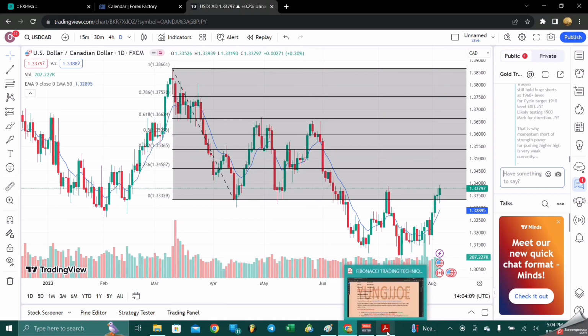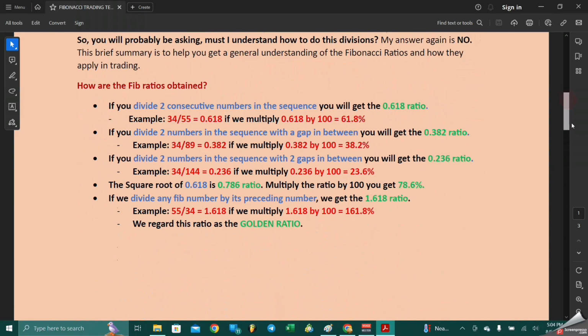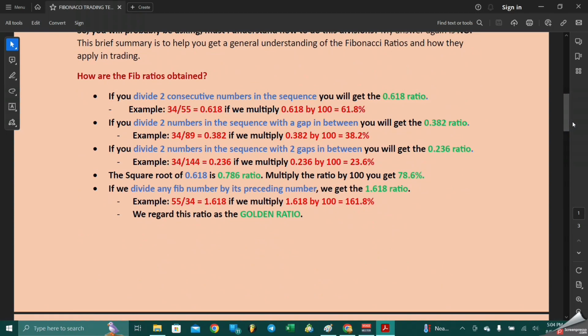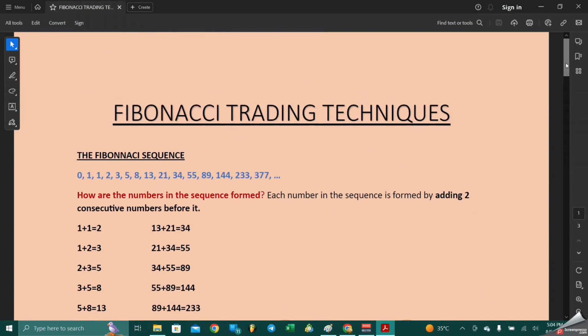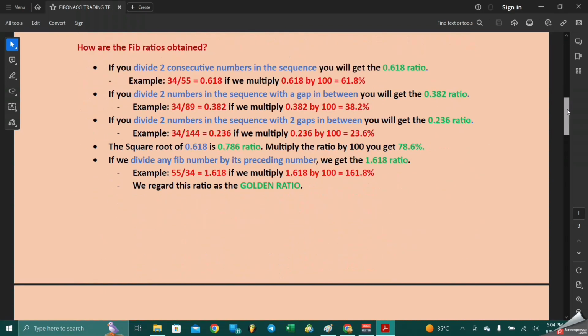So how do we get these numbers? How do they come to be? If we divide two consecutive numbers in the sequence, you get the 0.618 ratio. For example, if you divide 34 by 55, you get 0.618, and if you multiply it by 100, you get 61.8%. So here's 34 and here's 55. If you divide it, you get the 0.618 ratio.